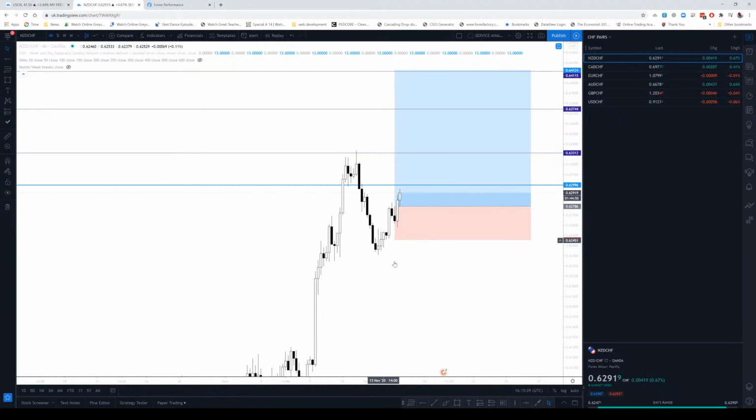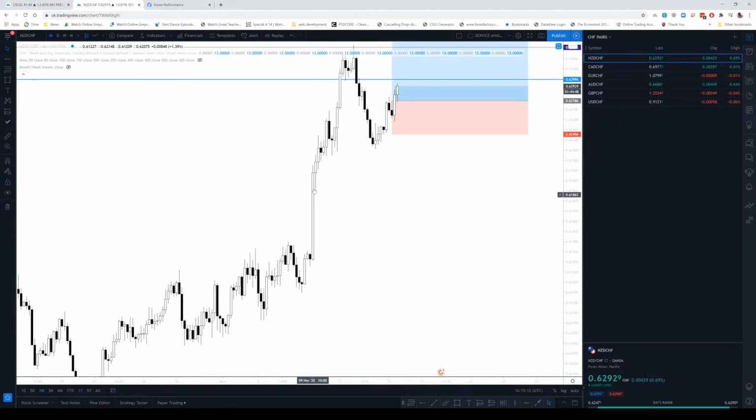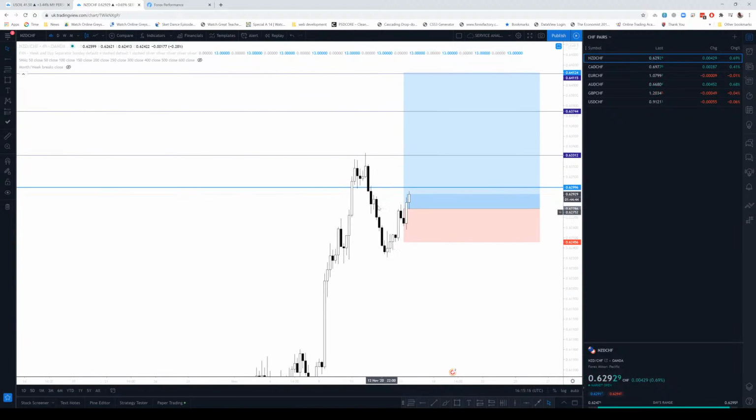If we break this low, then I'll be looking back down here for price to come back and rebalance. I don't see that. We might get some short-term rejection up there, so we might see price go up here and then pull back and then continue going higher.